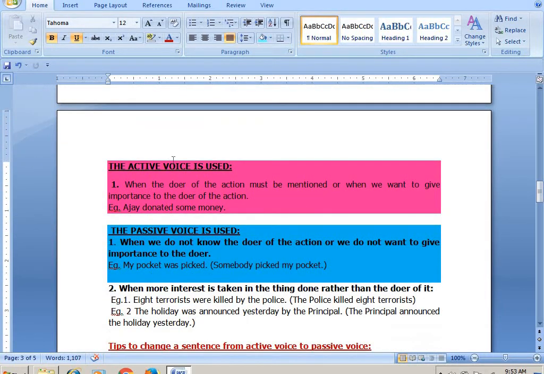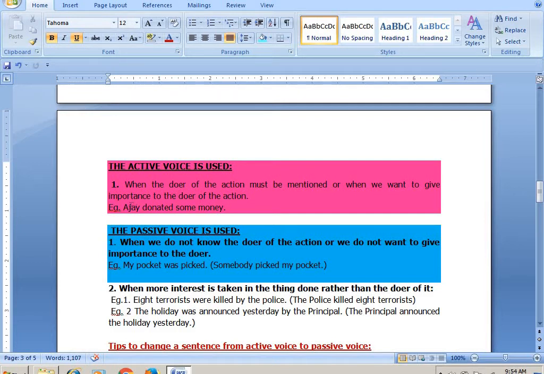Now, the active voice is used when, students, the doer of the action must be mentioned, or when we want to give importance to the doer of the action. Ajay donated some money. What is the example, students? Ajay donated some money. Now, once again, look here. The active voice is used when the doer, who is the doer? Ajay, of the action must be mentioned, or when we want to give importance to the doer of the action.